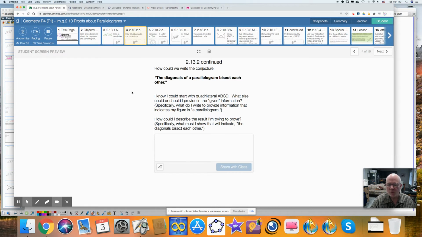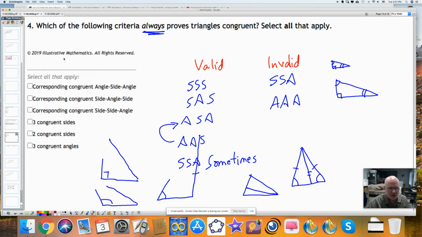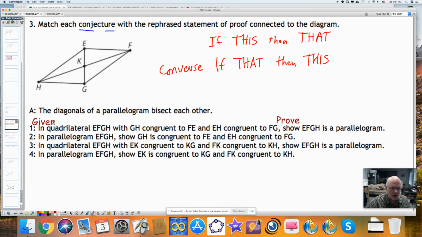So how could we rewrite this conjecture to make it into a proof kind of statement? The diagonals of a parallelogram bisect each other. And in fact, after you explore and try to do this, if you look back at our homework problem, that's what they did here. The diagonals of a parallelogram bisect each other. This is from the homework.